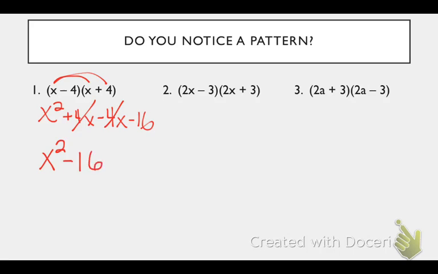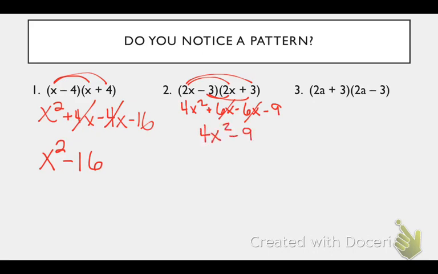In the second one, again FOIL, 2x times 2x would be 4x squared. The outer product would be 2x times positive 3, which is positive 6x. Now I need to distribute this negative 3. The inner product would be minus 6x, and the product of the last would be minus 9. Again, I notice that my two middle terms drop out, and I get 4x squared minus 9.